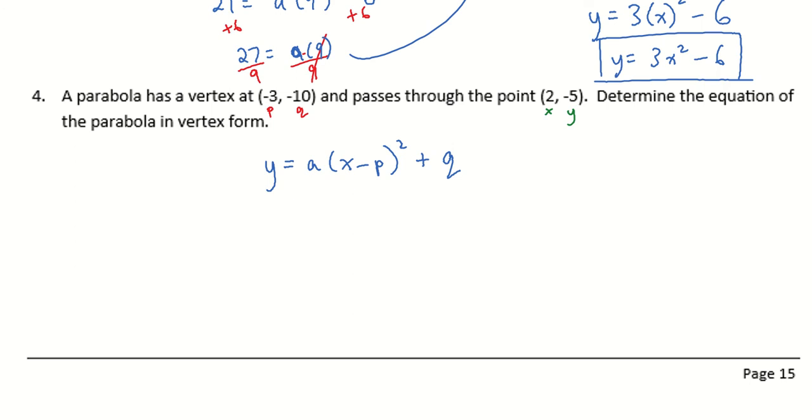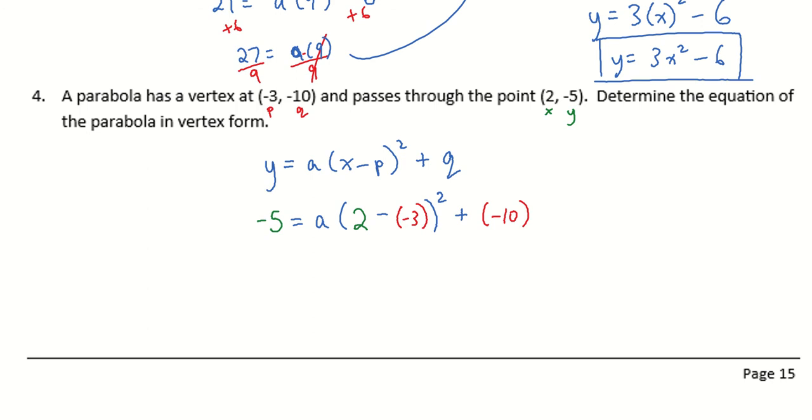So our y that we're working with here is negative 5, and that equals a times the x that we're working with is 2, minus the p that we're working with is negative 3. Notice when I substitute negative 3 in, because it was negative, I put it in brackets, because that's going to help me with my integer rules. And then we're going to add our q value, which is negative 10. Okay, so I put the x and y of my particular point and my p and q in there.